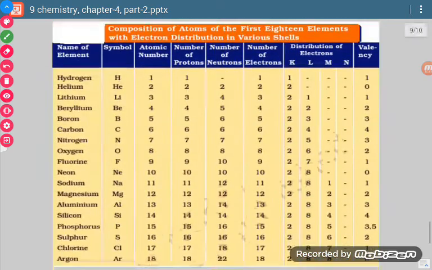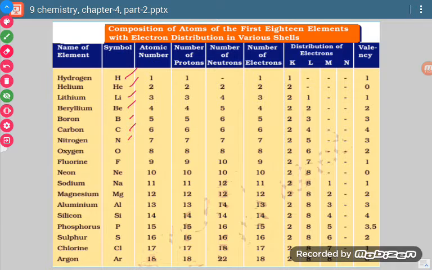Now let us see this chart here. This is to be learned and it is very easy. You just need to learn the atomic numbers. First of all, you should know the first 18 elements: hydrogen, helium, lithium, beryllium, boron, carbon, nitrogen, oxygen, fluorine, neon, sodium, magnesium, aluminium, silicon, phosphorus, sulfur, chlorine and argon. These are the first 18 elements placed in increasing atomic number order.